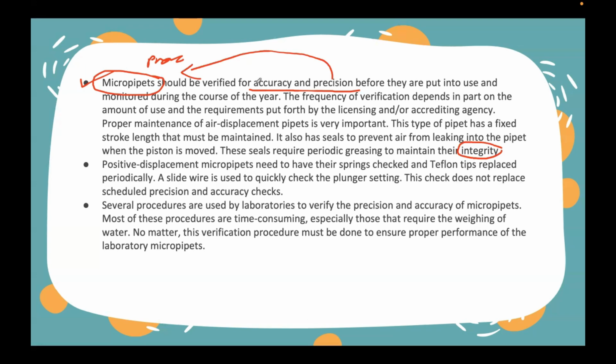Positive displacement micropipettes need to have their springs checked. Okay, yung pinaka-spring dapat sine-check and Teflon tips replaced periodically. A slide wire is used to quickly check the plunger setting. These checks do not replace the scheduled precision and accuracy checks.